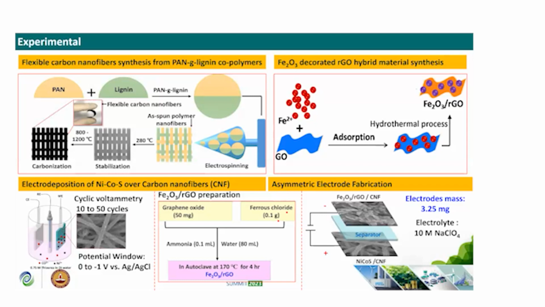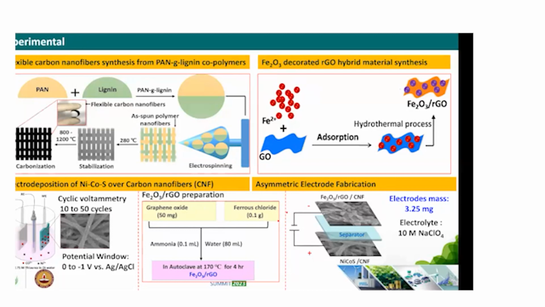Further, the iron oxide decorated reduced graphene oxide has been prepared by hydrothermal method, which has been used as a negative electrode, whereas the carbon nanofiber has been further used as a freestanding electrode for the electrochemical deposition of nickel-cobalt sulfur and used as a positive electrode. This is the schematic diagram of how the electrodes were designed for the asymmetric device fabrication.